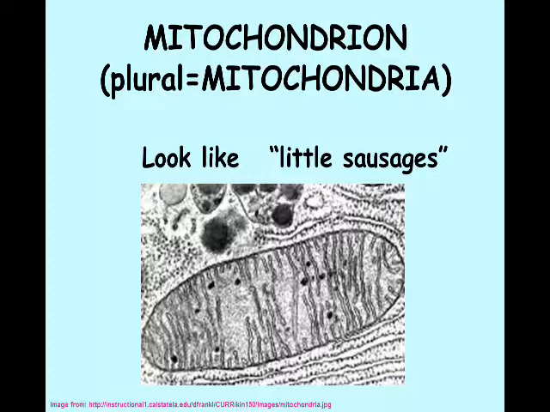If you've ever eaten those little Oscar Mayer cocktail sausages, put barbecue sauce on them at a party or as an appetizer, they look like little sausages, and if you look closely inside, you'll see lots and lots of membranes lined up. You can see in this picture the folded membranes inside the mitochondria.